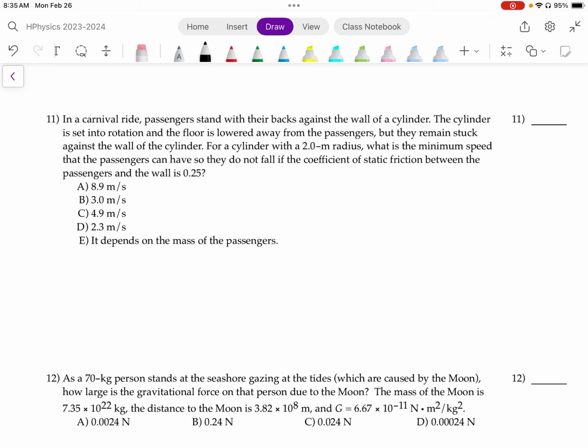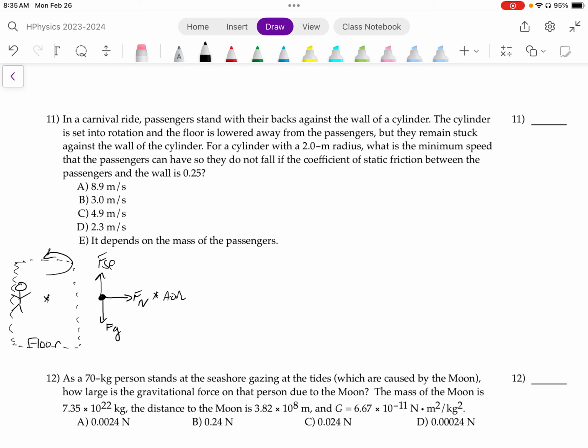The first thing I'm going to do is draw this picture. I think there is an example of this in your notes where I have shown you how to draw the free body diagram. So here's the floor. This thing is rotating like so. The person's stuck against the wall. If you draw a free body diagram acting on the person, we have force of gravity downward. We have force normal from the wall of the cylinder pointing towards the axis of rotation. And the thing that is holding us there is force of static friction, okay?